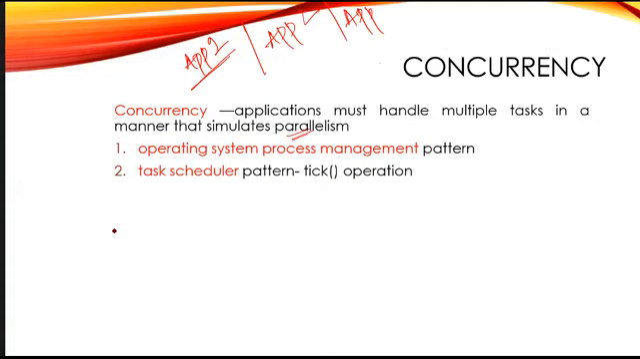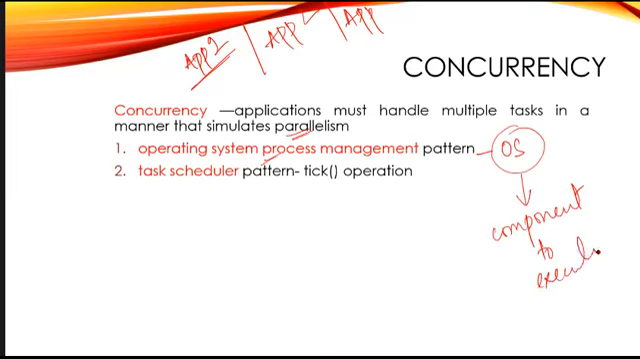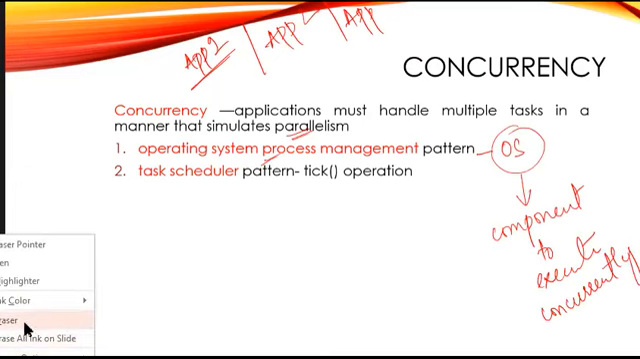Now, here you're going to have two different approaches for achieving concurrency. One approach is to use an operating system process management pattern. This pattern is going to have all the features that are built within the operating system. Now, this operating system is going to allow all the different components to execute in parallel, that is, to execute concurrently. So all these features are embedded within the operating system itself.